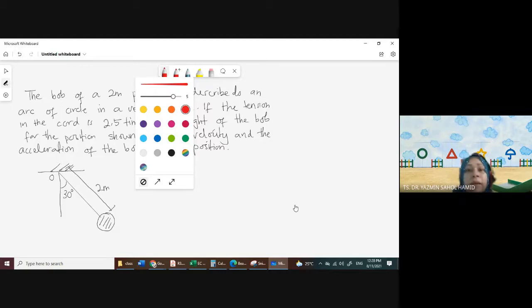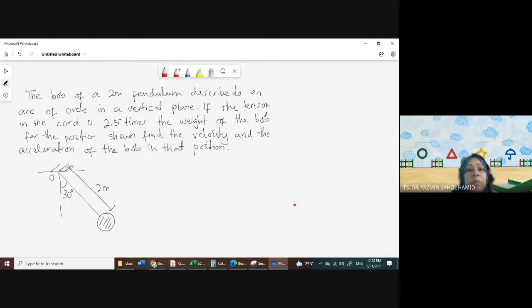Okay, alright. The bob of a 2-meter pendulum describes an arc of a circle in a vertical plane. If the tension in the cord is 2.5 times the weight W of the bob, find the velocity and the acceleration of the bob. So this is a pendulum, and the cord has tension, drawn like this. The tension is 2.5 times the weight W of the bob shown. This question asks us to find the velocity and the acceleration.